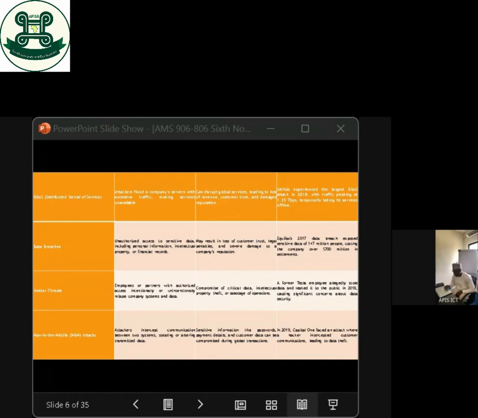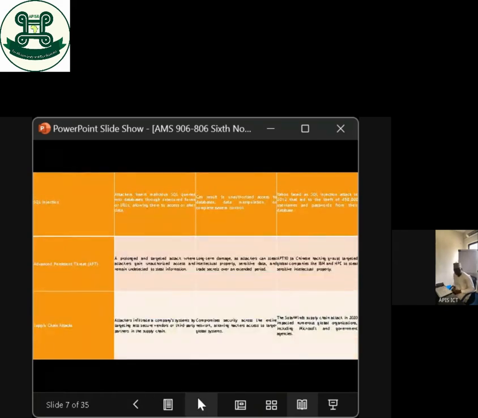So it's a big attack too. Then we also have what is called SQL injection. SQL injection is also a malicious software, and where this SQL injection is used is on the database.